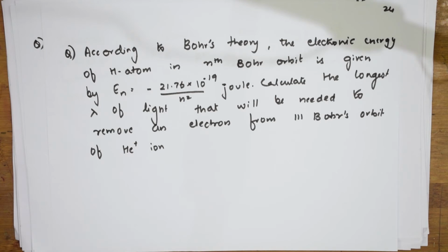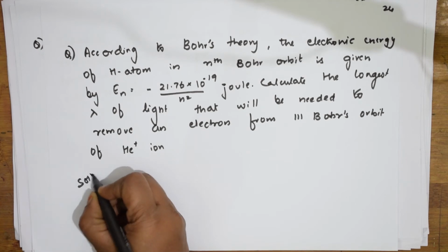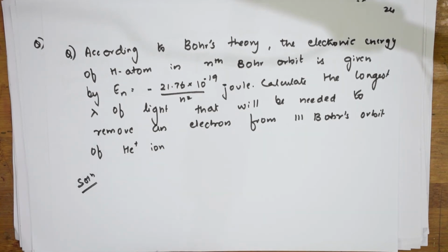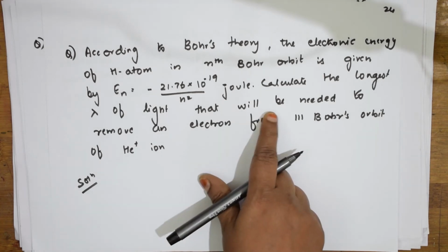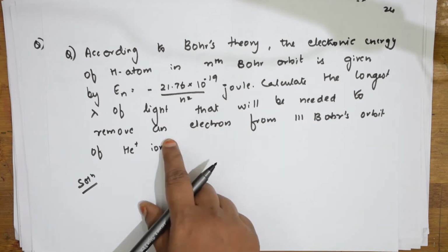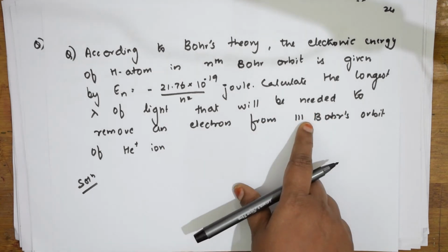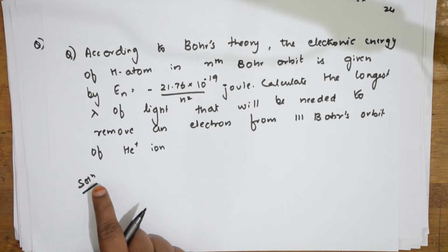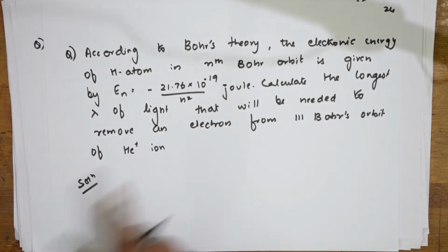Okay, very interesting thing, isn't it? Right. So third hydrogen ion. Okay, let's do the sum in this way. So basically, when I have to solve, what should I find out? They said E3, this is important. Calculate the longest wavelength of light that will be needed to remove an electron from third Bohr's orbit of helium plus ion. Okay, this is what they have given.